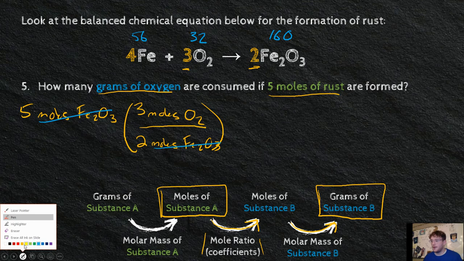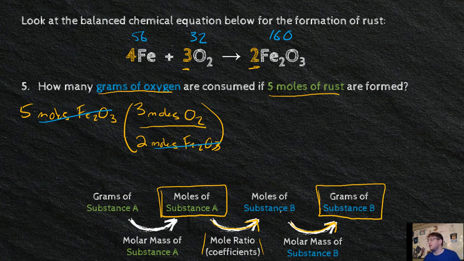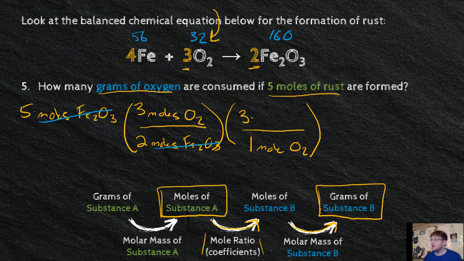Now I have one more conversion to do. I need to go from the moles of the substance, substance B, to grams of substance B. What does that look like? Well, in order for me to go from moles of a substance to grams of substance, I need to know its molar mass. Well, what's the molar mass of oxygen? Well, we found that out on the past slide. It's 32. So in every 1 mole of oxygen, it's going to be 32 grams of oxygen. That's what the molar mass tells us. For every mole of that substance, it's going to weigh 32 grams.